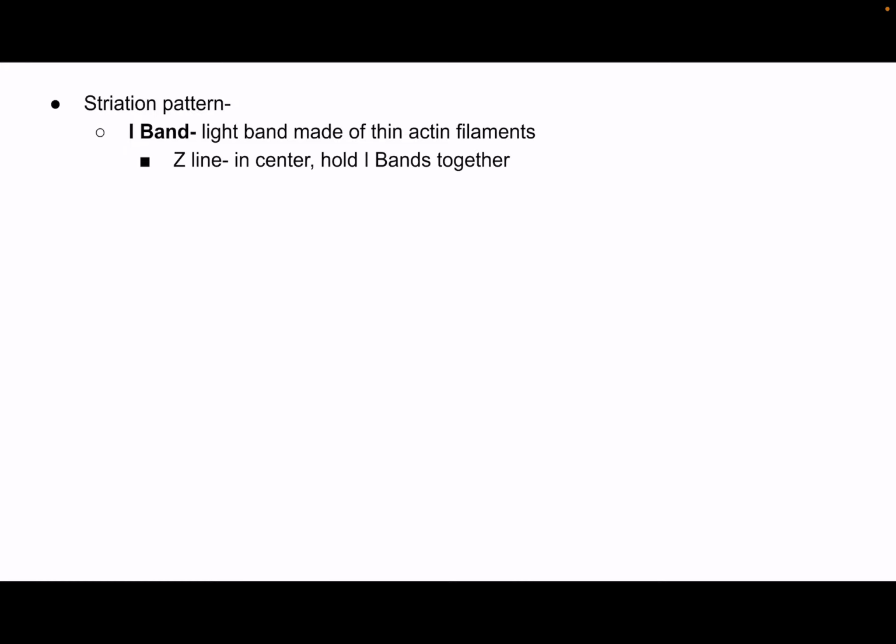In the center of the I band, I have something called the Z line, or it might even be called the Z disc. This holds the I bands together, and the Z disc marks the end of the sarcomere. So a sarcomere goes from Z line to Z line, and it's right in the middle of the I band.